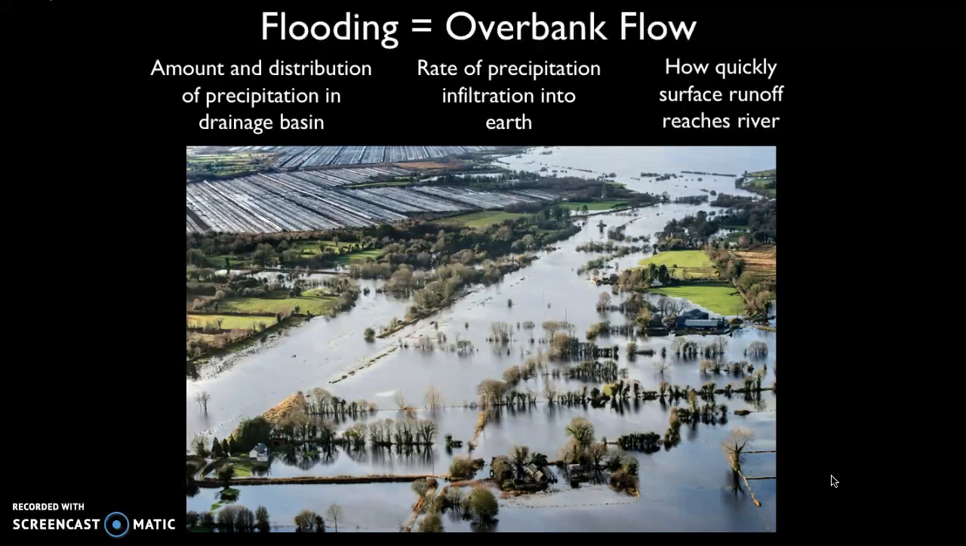Another example is if there's a lot of vegetation, it may make the path of the water a little bit harder, and so it's going to take a lot longer for the water to reach the river than if there was no vegetation at all.